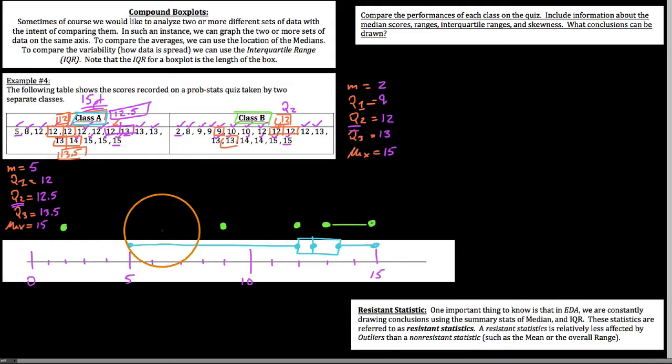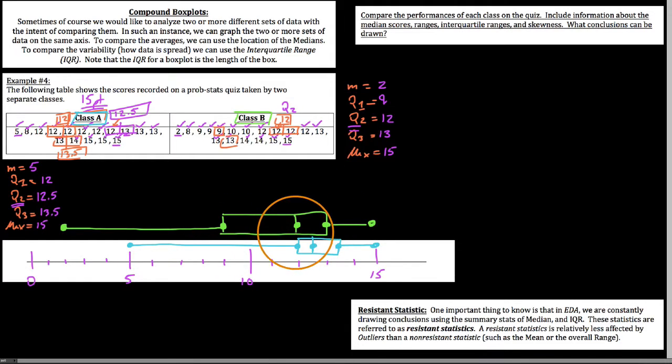And what we seek to do is compare these two data sets. But when we say compare them, it's not okay to just say the one spread farther than the other one. No, we want to use words like median, IQR, skewness. So what I want to do is compare the performance of each of these classes on this quiz, and I want to include information about the median scores, ranges, interquartile ranges, and skewness. So what conclusions can we draw?